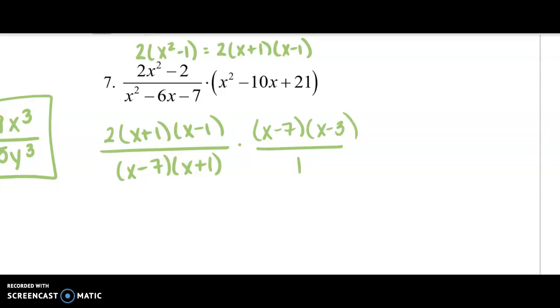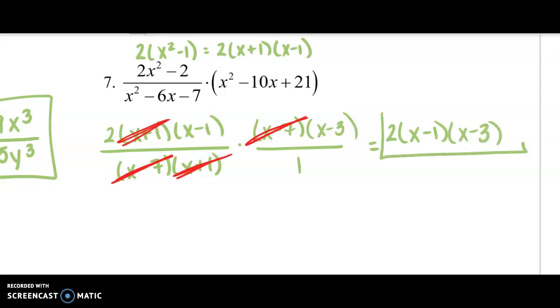Okay, so then from there, I have an x plus 1 up here that cancels out with the x plus 1 down there. I have an x minus 7 up here that cancels out with the x minus 7 down there. So then I'd be left with 2 times x minus 1 times x minus 3, and that's technically all over 1, but you don't need to write that, so that would be our final answer.